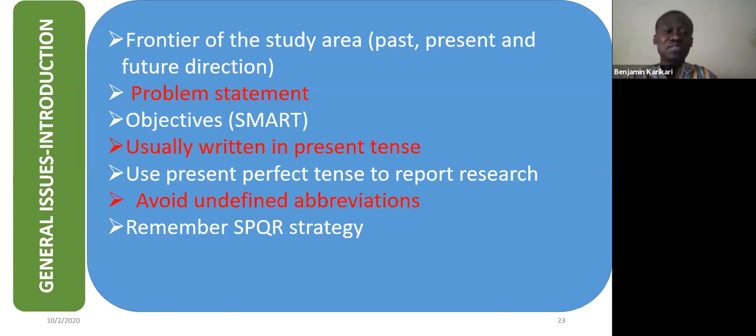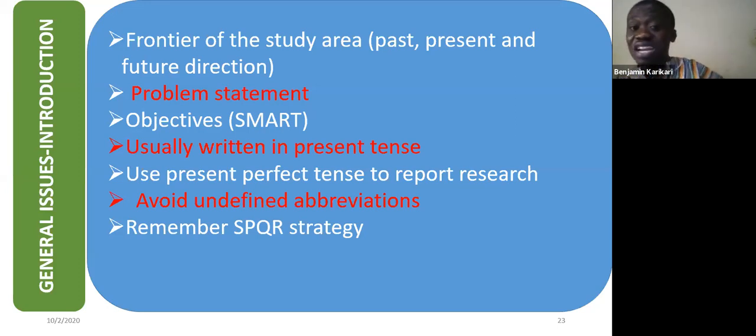Then objectives. You need to clearly give a SMART objective. If I say SMART, it should be specific, measurable, attainable, realistic, and time-bound. You know that in your PhD program, you have a maximum of 4 years. If you go beyond 4 years, you are going to pay for your fees. You are going to pay for your accommodation. Your stipend may end. Your insurance may end. So there's a need for us to give realistic objectives in our introduction.